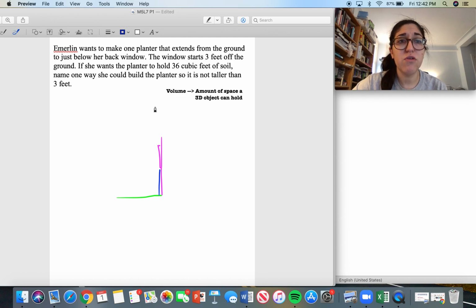The window starts 3 feet off the ground. So if the window starts 3 feet off the ground, then we know that the height is going to be 3 feet. We know that because she says that she wants it to go from the ground to just below her back window. So if the window starts 3 feet off the ground, then this space is 3 feet.